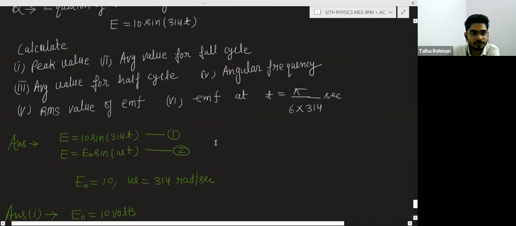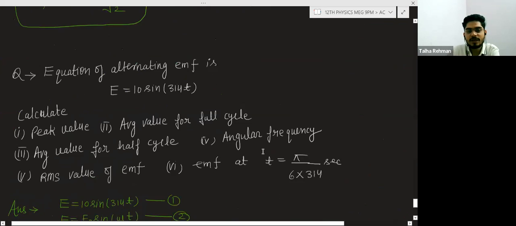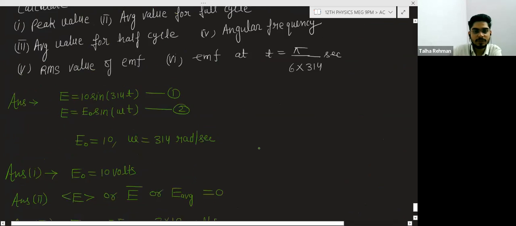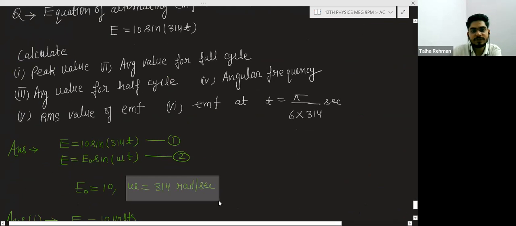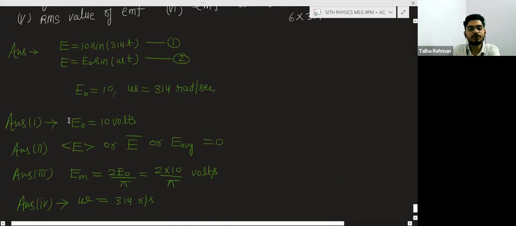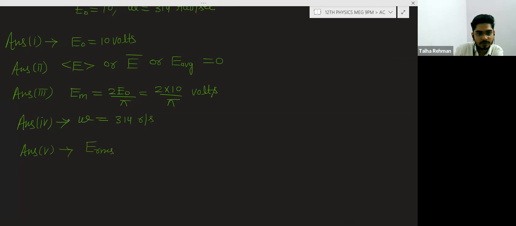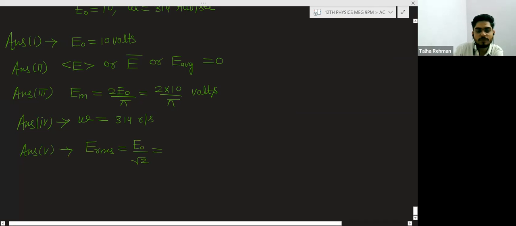No problem. So in the fourth part, we have to calculate angular frequency. Angular frequency means omega. Omega is 314 radian per second. For the RMS value, just use the formula. E RMS is the peak value divided by root 2. The peak value is 10, so 10 divided by root 2, and this will be in volts.